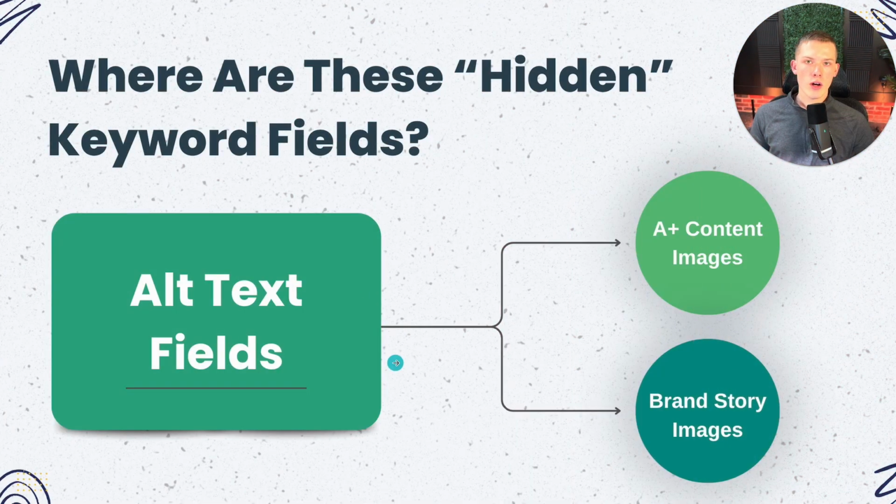Stick around to find out exactly how you can find it and how you can use it to maximize your organic SEO on Amazon. So where are these hidden keyword fields? Well, they are your alt text. Now, alt text is found behind every single image in your A+ content and your brand story.